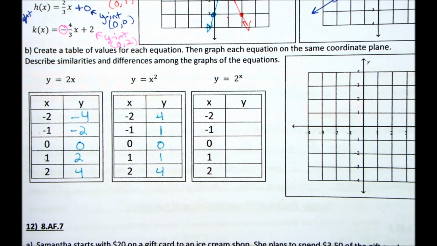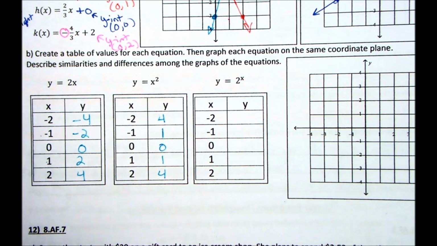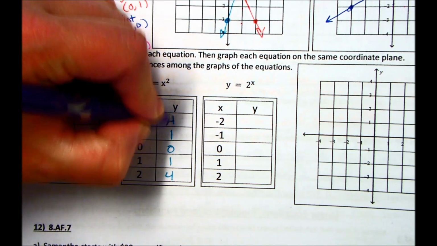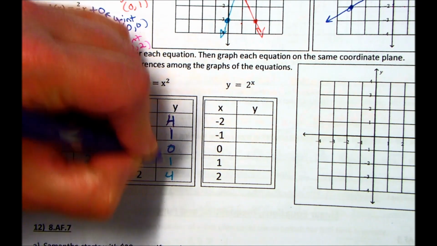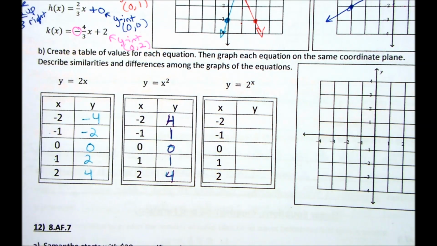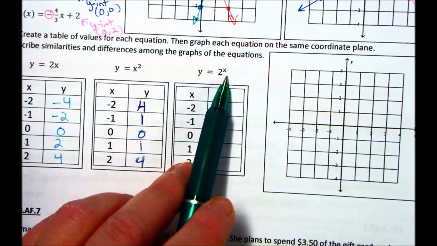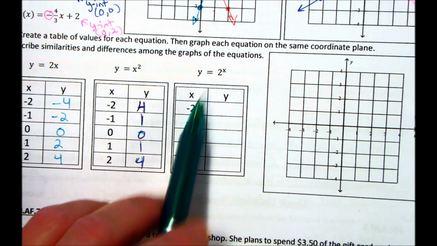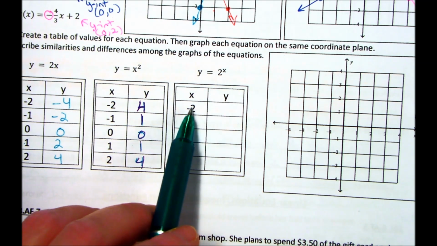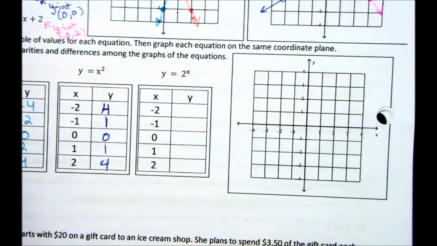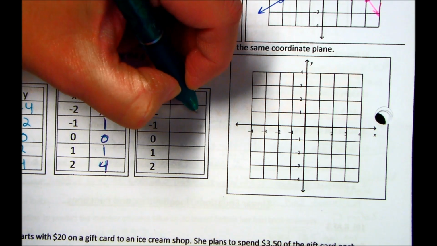And then the last one, oh, I wanted to use a different color. Let's go back and put these in purple. And then the last one is 2 to the x power. So this one is an exponential function. When you take something to a negative exponent, so we're plugging the -2 into the exponent, I'm going to do that one off to the side over here.